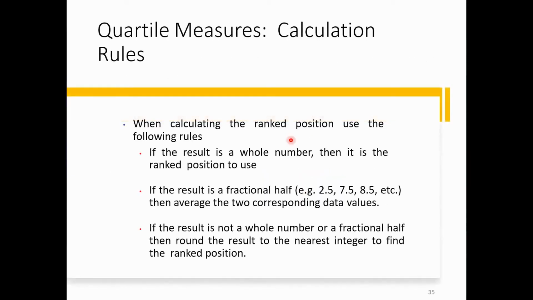So let's have a look at an example, but before that, let's have a look at the calculation rules. When calculating the ranked position, we have to use the following rules. If the result is a whole number, it is the ranked position to use. If the result is a fractional half, like 2.5, 7.5, then you average the two corresponding data values. If the result is not a whole number or a fractional half, then you round the result to the nearest integer to find the ranked position.